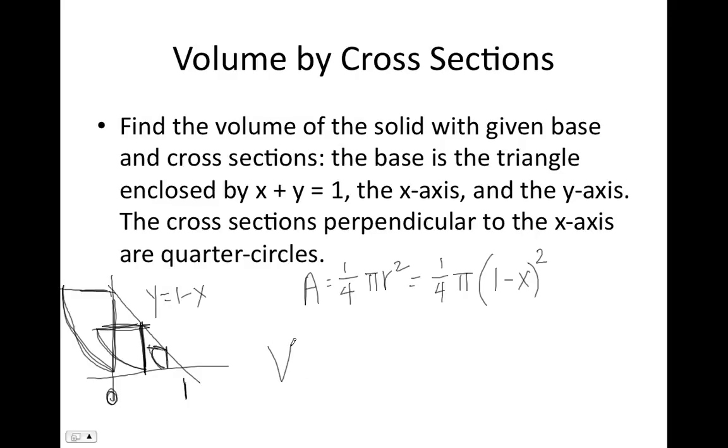which means that the volume is going to be the integral of 1/4 pi, and I'm going to put that out front as pi over 4, of (1 minus x) quantity squared, as x goes from 0 to 1 with respect to x. Okay, so for each of these, the trick is kind of drawing yourself a picture and figuring out how to write the area of one of those cross sections and then integrating that area.